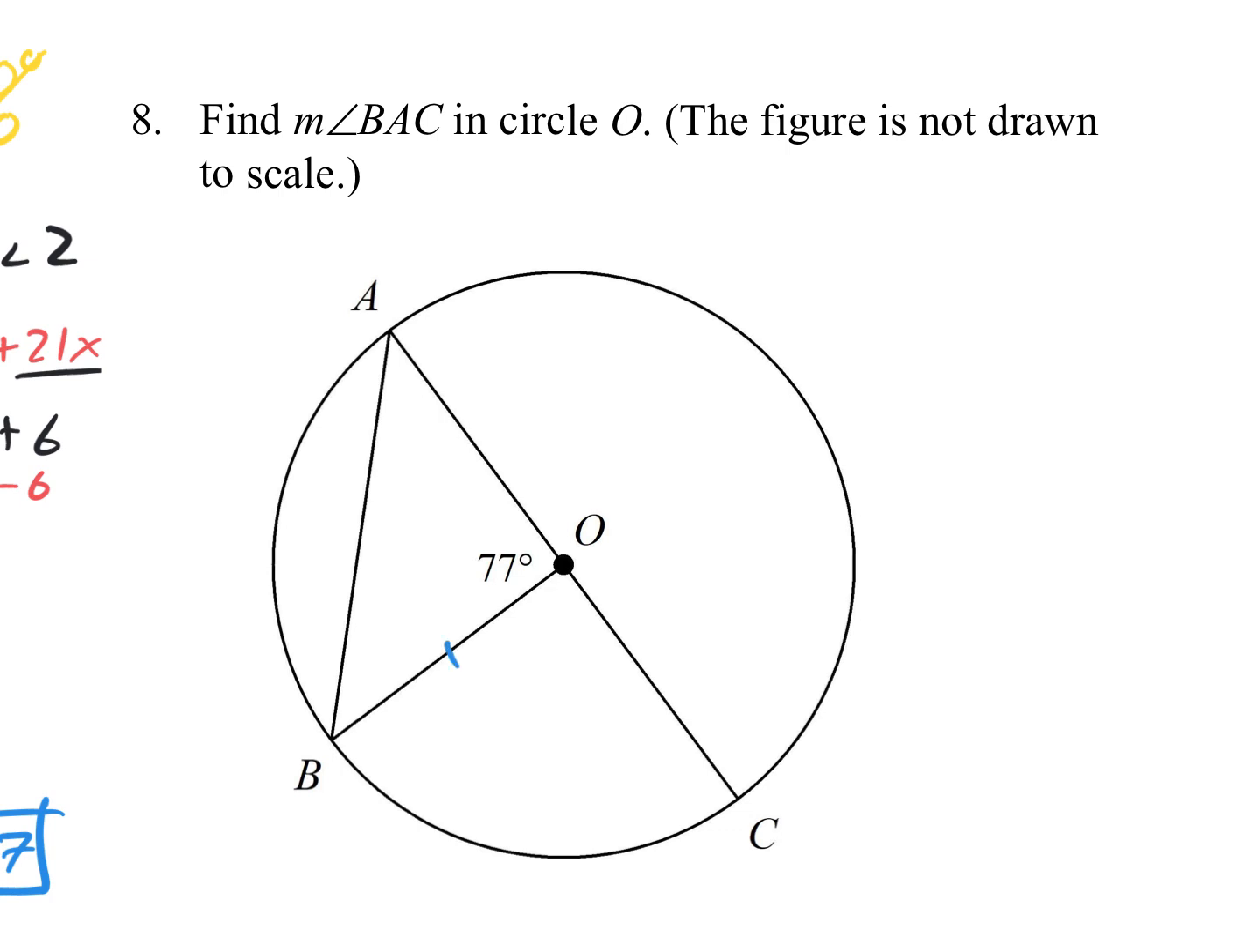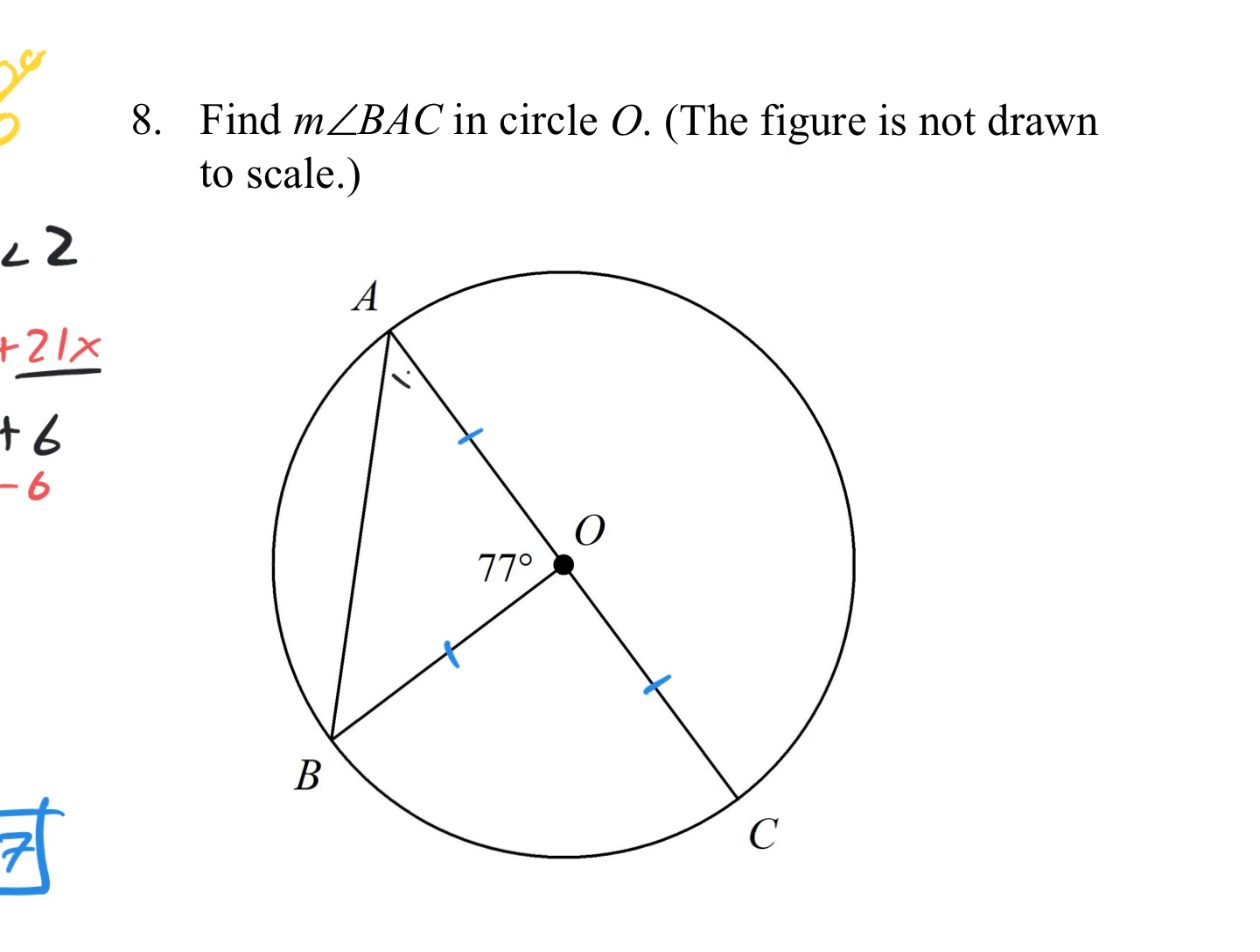First thing I notice is that these are all radii of the same circle, so they have to be the same. Well, that makes this an isosceles triangle, which once again means these two angles have to be the same. Although this isn't 90 now, it's 77. So if all these angles add up to 180, I know these two angles have to add up to 180 minus 77.